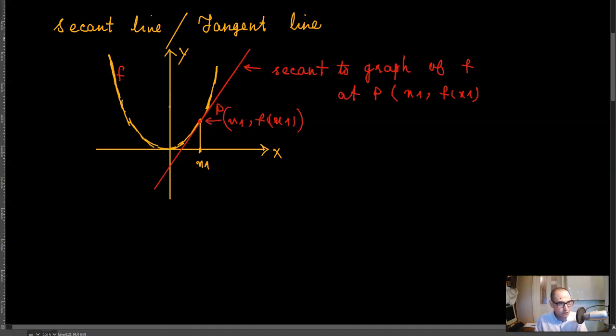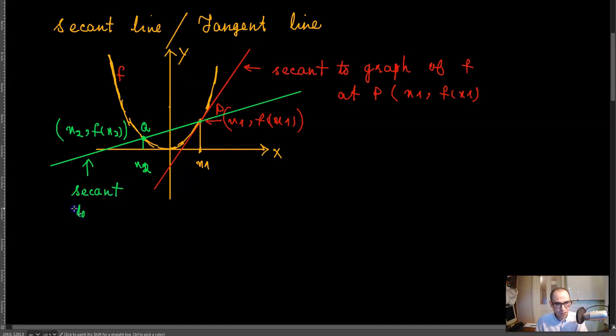On the other hand, if I had, for example, this point over here, and if I drew a line through these two points, let's call this point x2. And this point over here, I can call Q, with coordinates x2 and f of x2, right? So this line goes through the graph of the function at two points, at more than one point. One of the points is P and the other point is Q. This line is called secant to the graph of f at these two points, at P and Q.